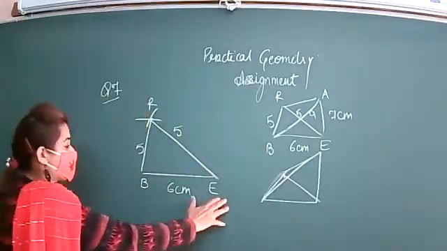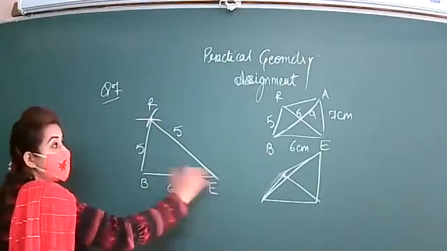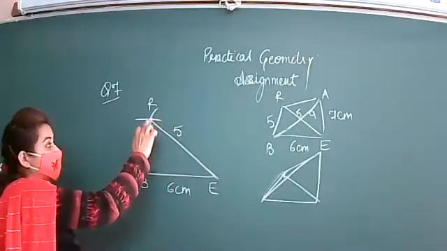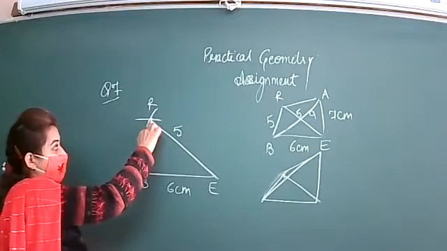Firstly, you will draw the base. Then from B and from E, you will draw the arc of 5 centimeter. They will cut each other at R.